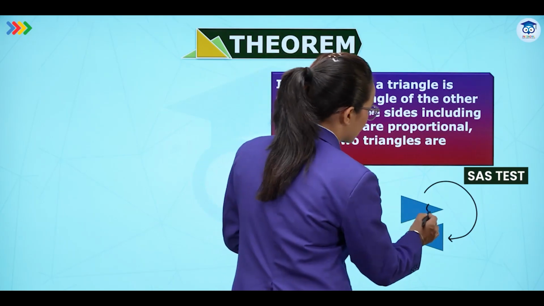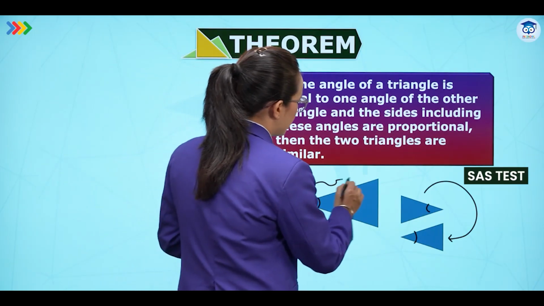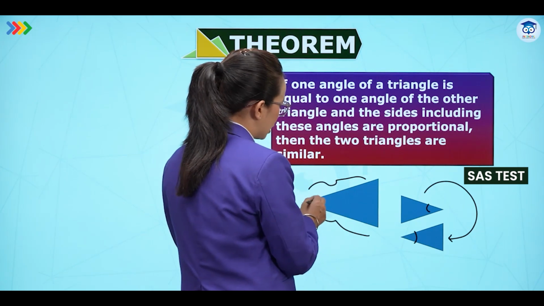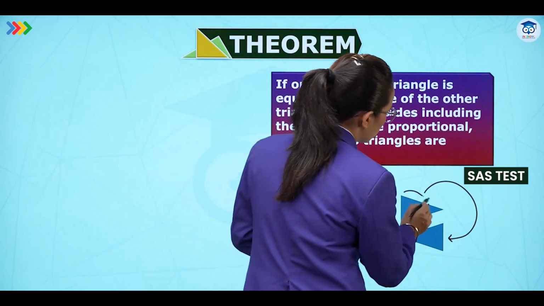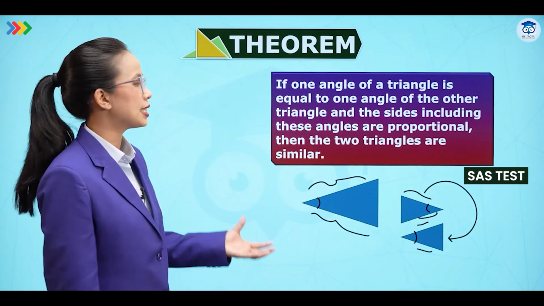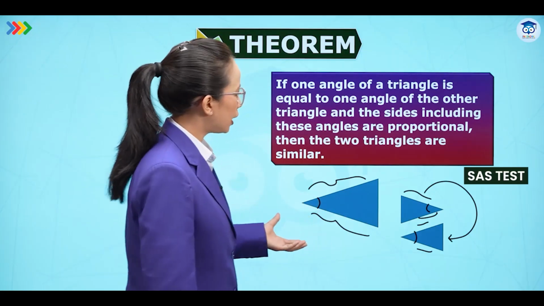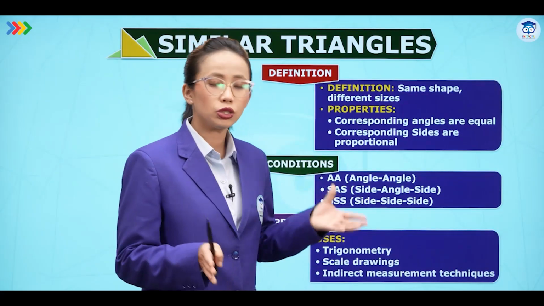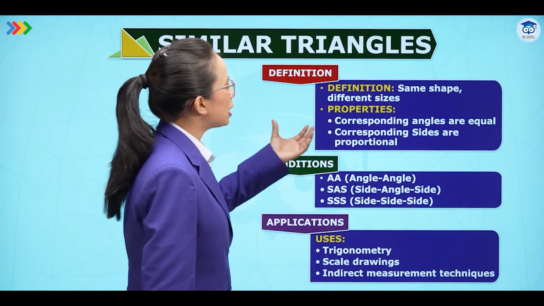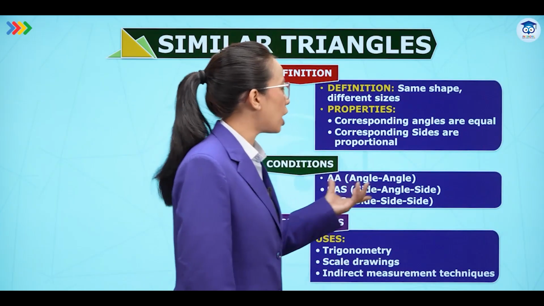Suppose this angle and this angle are equal, and the sides containing that angle, which we are considering as of now, we will take these two sides. If the ratios are equal, then we can say that the two triangles are similar. Two similar triangles have the same shape but different size, and the properties are that the corresponding angles are equal and the corresponding sides are proportional.